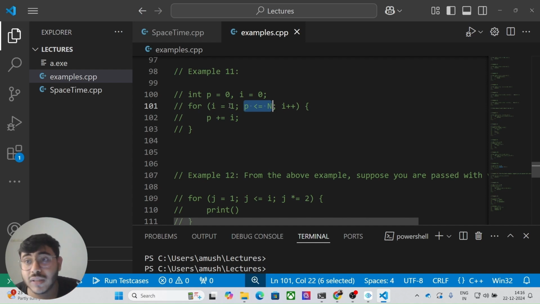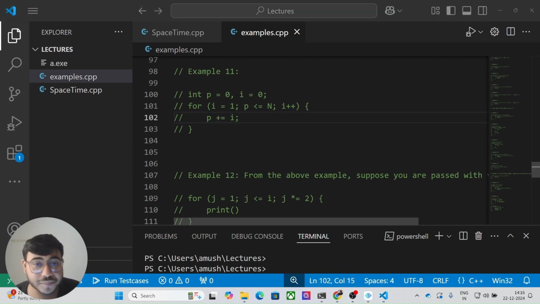Remember this: don't blindly follow which variable is the iterative one. It might be possible that the decision-making condition has some other variable rather than the iterative variable. In this case, we can see that p is the deciding factor, right? And every time, we are increasing the value of p by i, right?